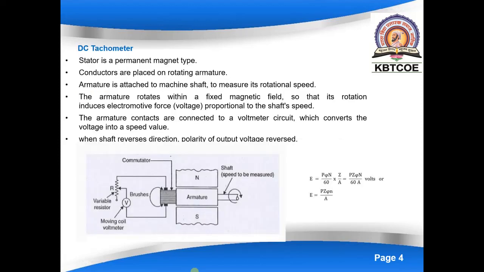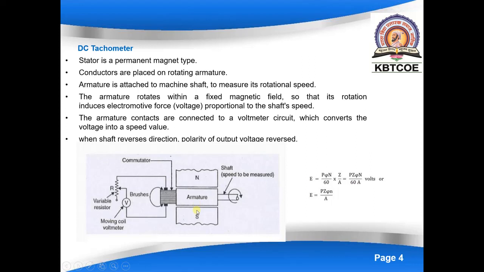DC tachometer. Now, DC tachometer is basically a magnetic type of tachometer in which we can see here there is an armature on which the conductors are placed, and this armature is connected to the shaft of the motor or any engine of which we have to measure the speed. The stator is made up of permanent magnet, and the armature rotates in this field of permanent magnet, that is a fixed magnetic field.